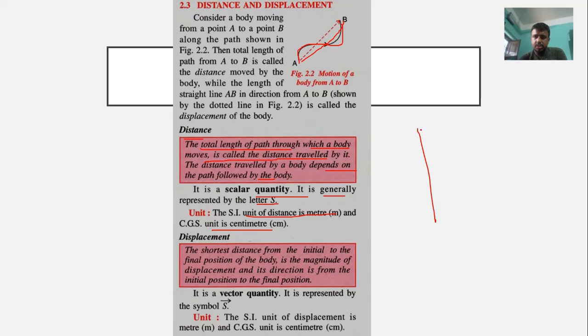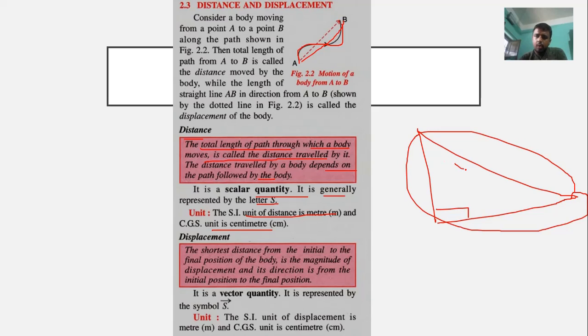Okay, so consider it as a right angle triangle. It may not look like one, but consider it. If you are moving from A to B, there are two paths: one is the direct one, and one is this. If we move from A to B directly, that would be C. Suppose this is 3 kilometers, this is 4 kilometers, and this is 5 kilometers.